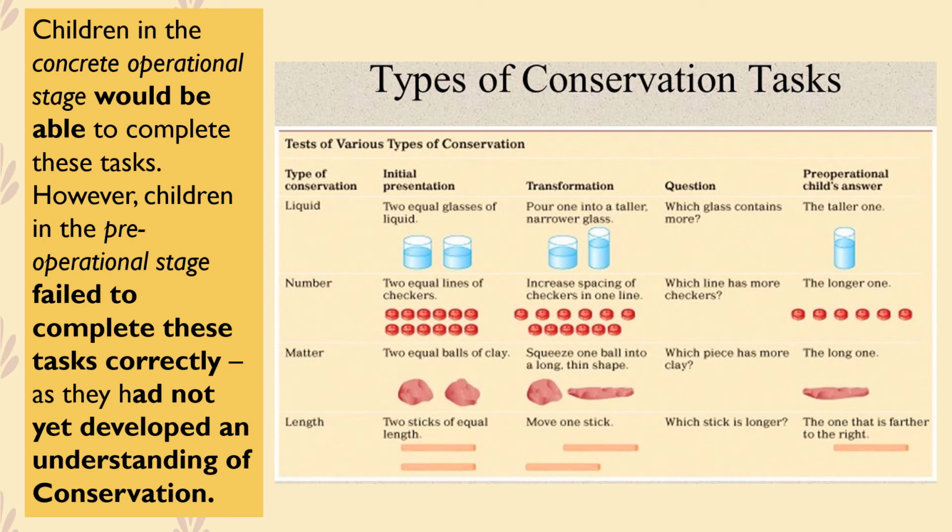So this is just another kind of diagram. Now, I'll just leave this here for you to look at in your own time. All the tasks on this slide, children in the concrete operational stage would be able to complete. However, children in the pre-operational stage, when Piaget did the original study with these kids, actually failed to complete these tasks correctly. So in other words, children between the ages of 2 to 7 will generally fail at these tasks and will not answer the questions correctly according to what's in this little visual image here.